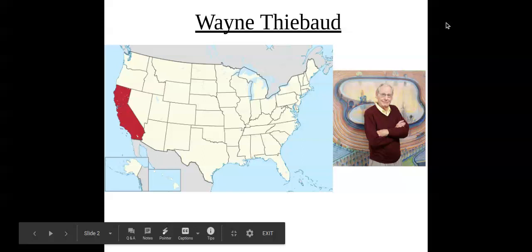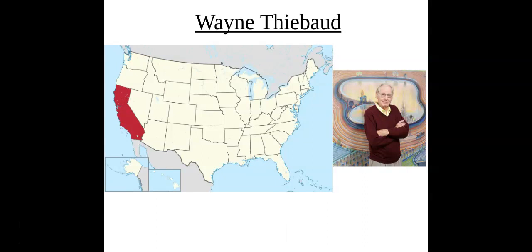Hello, second grade. So today we're taking a look at a painter whose name is Wayne Thiebaud, and he lives in San Francisco, California. And so he's an American painter. This is where he lives here in California. We live over here in Ohio, as you remember. And Wayne Thiebaud is 99 years old. He is still painting some, which is amazing.